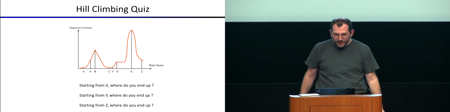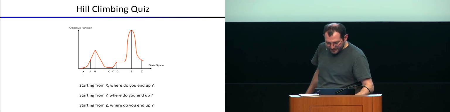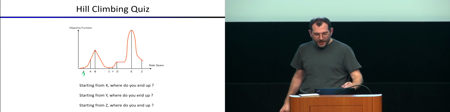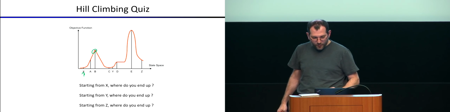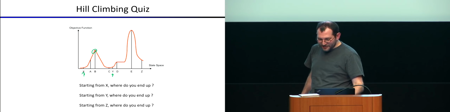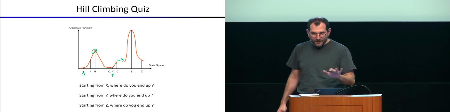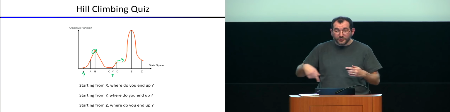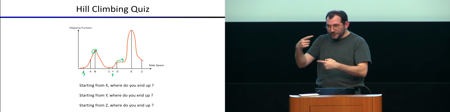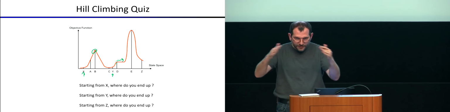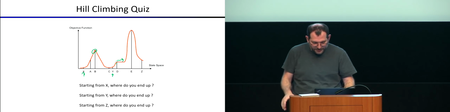Here's a quiz. All right, starting from X, where do you end up? B, okay. I agree. Starting from Y, where's Y? There's Y. Where do you end up? D. That's sort of a bummer, right? Because you feel like you should at least roll. That's not a thing. That's a metaphor that you might get from some combination of two dimensions in physics. In a high dimensional space, there are notions of momentum where you keep trying things and you keep moving in directions that have been successful. So I shouldn't say there's no such thing, but in general, with simple hill climbing, you do just stop whenever you can't see which direction's uphill.